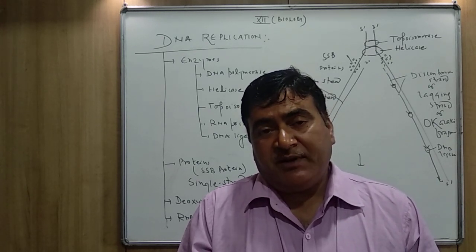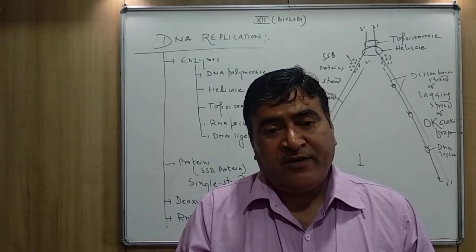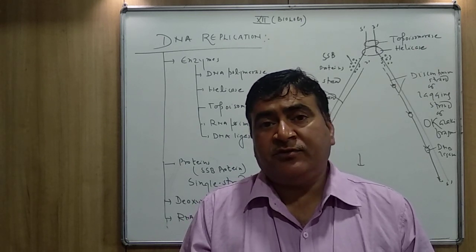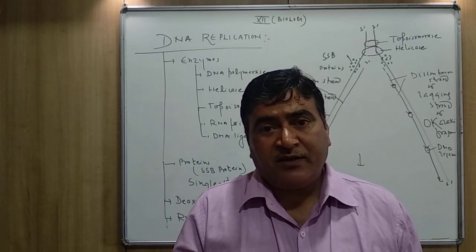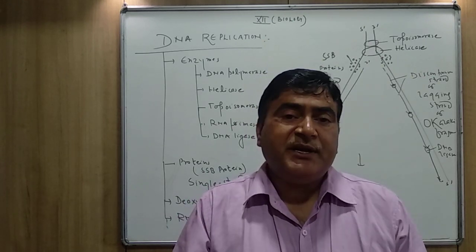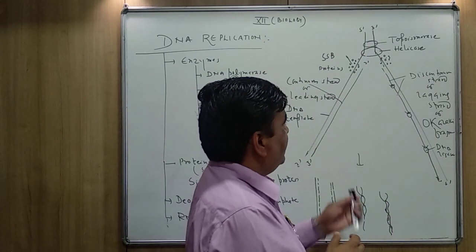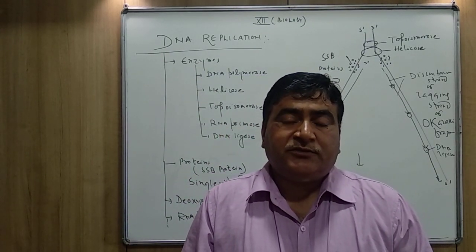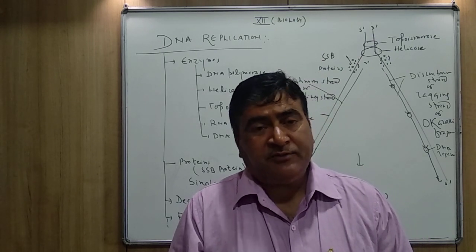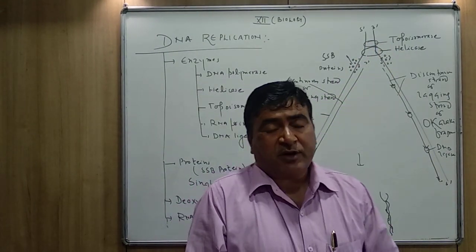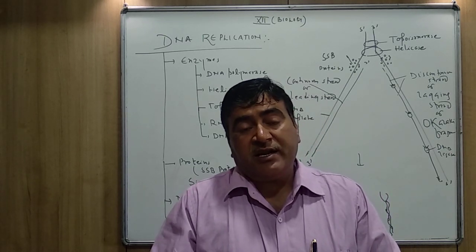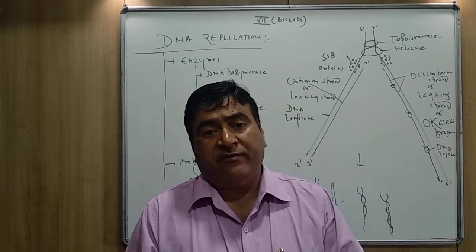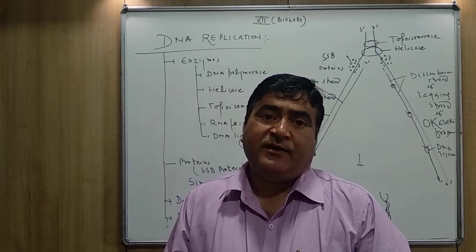During the process of DNA replication, many enzymes are required. As I told you, for example, helicase enzyme helps to unwind the duplex DNA. So the replication fork, this is the diagram of the replication fork, is formed. The topoisomerase enzyme helps to relax supercoiling.